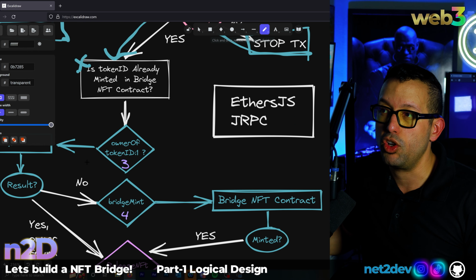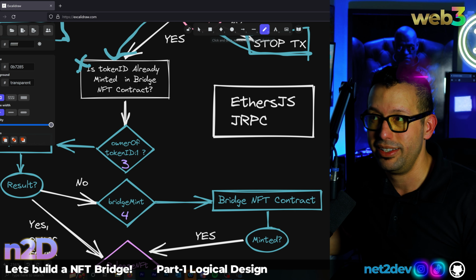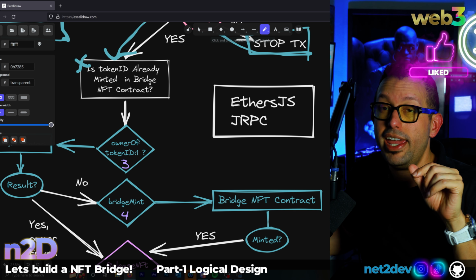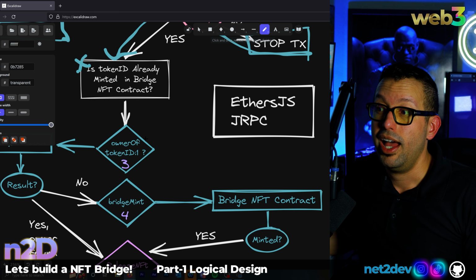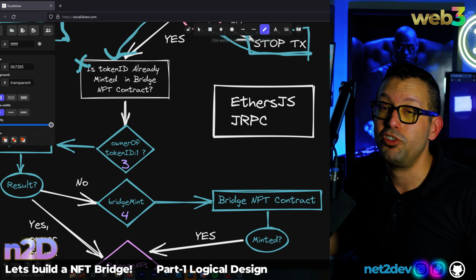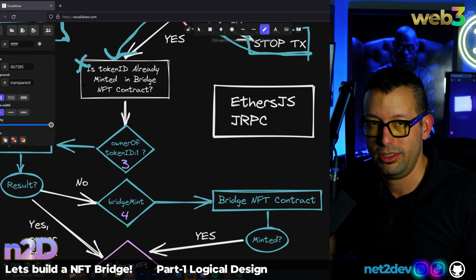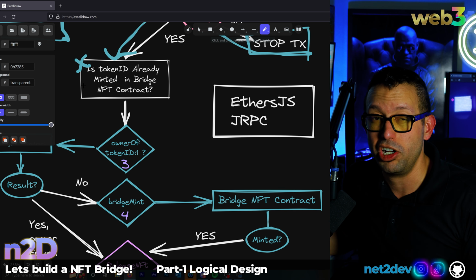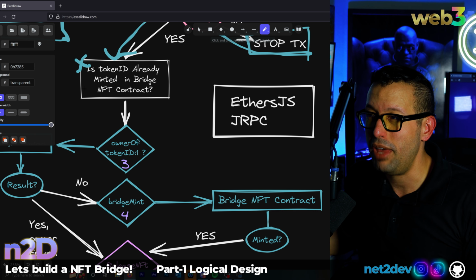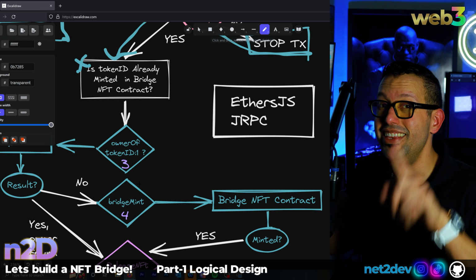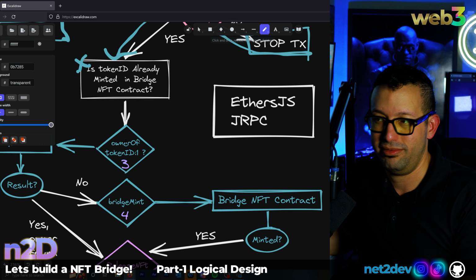So that's why I am going to check, is this token ID already minted in the bridge contract? This is the destination contract. If so, owner ID for token ID 1. I need to make sure that if you already minted that token in the destination smart contract, okay, who's the owner? Is it the same as the one that is about to send this NFT? Because if it's not, we have to update this, right?